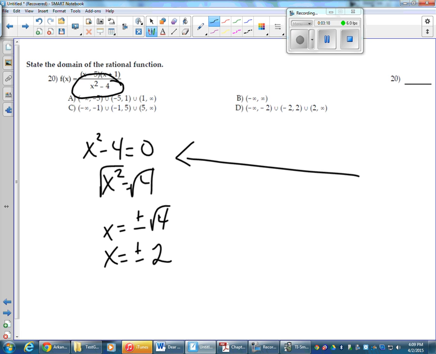So if we're looking at a number line, at negative 2 we would have a spot where it wouldn't work, and at positive 2 we'd have a spot where it wouldn't work. So all of this works, and then all of this works, and then all of this works. X just can't be negative 2, and it can't be positive 2. So which one would represent that? D, from negative infinity to negative 2, and then from negative 2 to 2, and then from 2 to infinity would be my domain.